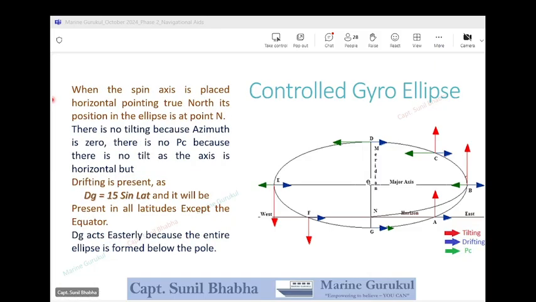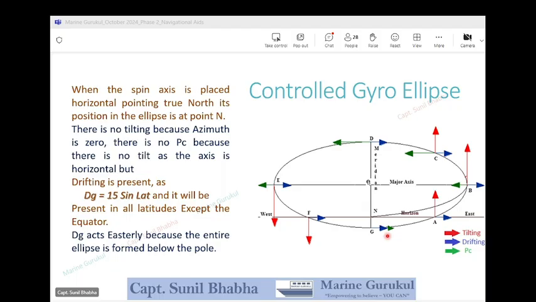So now we have checked the application of all three forces: the tilting, that is the red vector; drifting, the blue vector; and control precession, the green vector. We have checked these vectors at all the points, Alpha, Bravo, Charlie, Delta, Echo, Foxtrot, Golf. And we have seen that as per their respective formulas, the vectors are applied correctly.